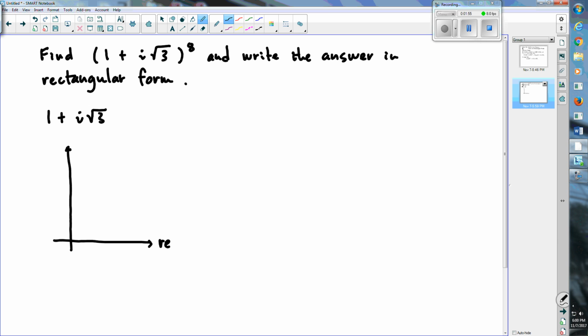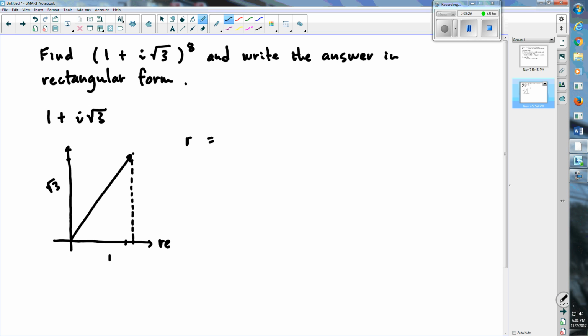So along the real axis, it would be of length 1. And the y-axis would be of length root 3. And if we put a point up here in that corner, draw the line, we can think of it as a position vector, from the origin out to that point. And then we're going to make a triangle here. Okay. So we know the two sides of the triangle.